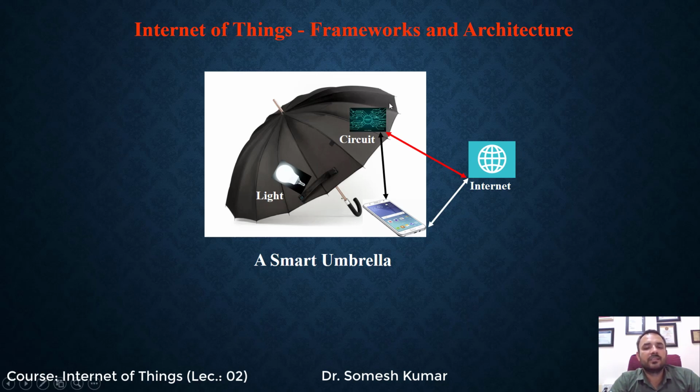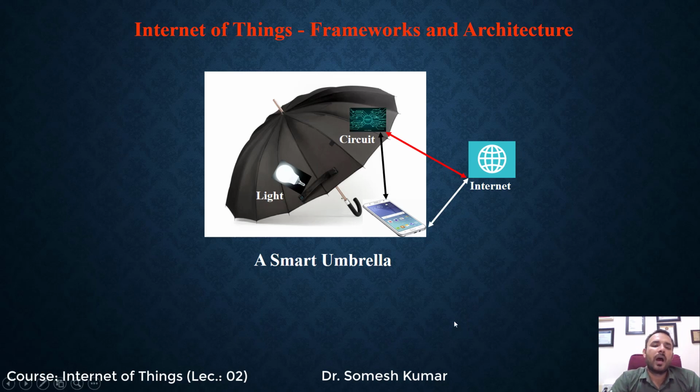This circuit can be connected to the mobile phone in a wired manner or in a wireless way. Here the wireless connection is used because this umbrella is a movable thing. For movable things, a wired connection is not possible, so here the connection must be wireless. Now you can control this umbrella with the help of this mobile phone, and the final choice is yours, whether you want to take this umbrella with you or not.